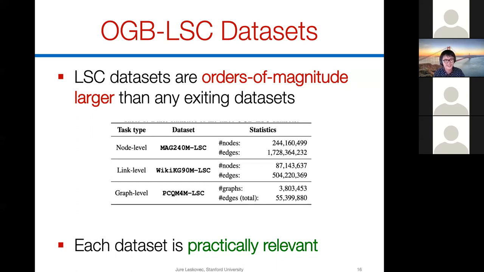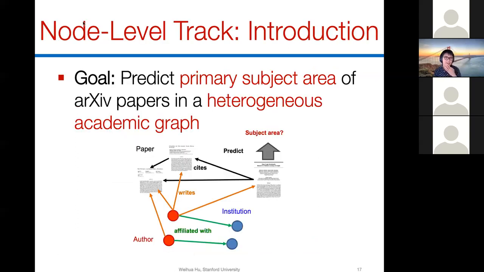Yeah, thanks. So now what I'm going to do is to talk about each dataset, talk about how we collected these datasets, where these datasets come from. We talk about our benchmark analysis on these datasets, and we also talk about how the winners of the KDD Cup perform and any lessons that we've learned from the KDD Cup, so as to provide some directions for the community to explore. Let me first talk about this node-level track, the node classification dataset.